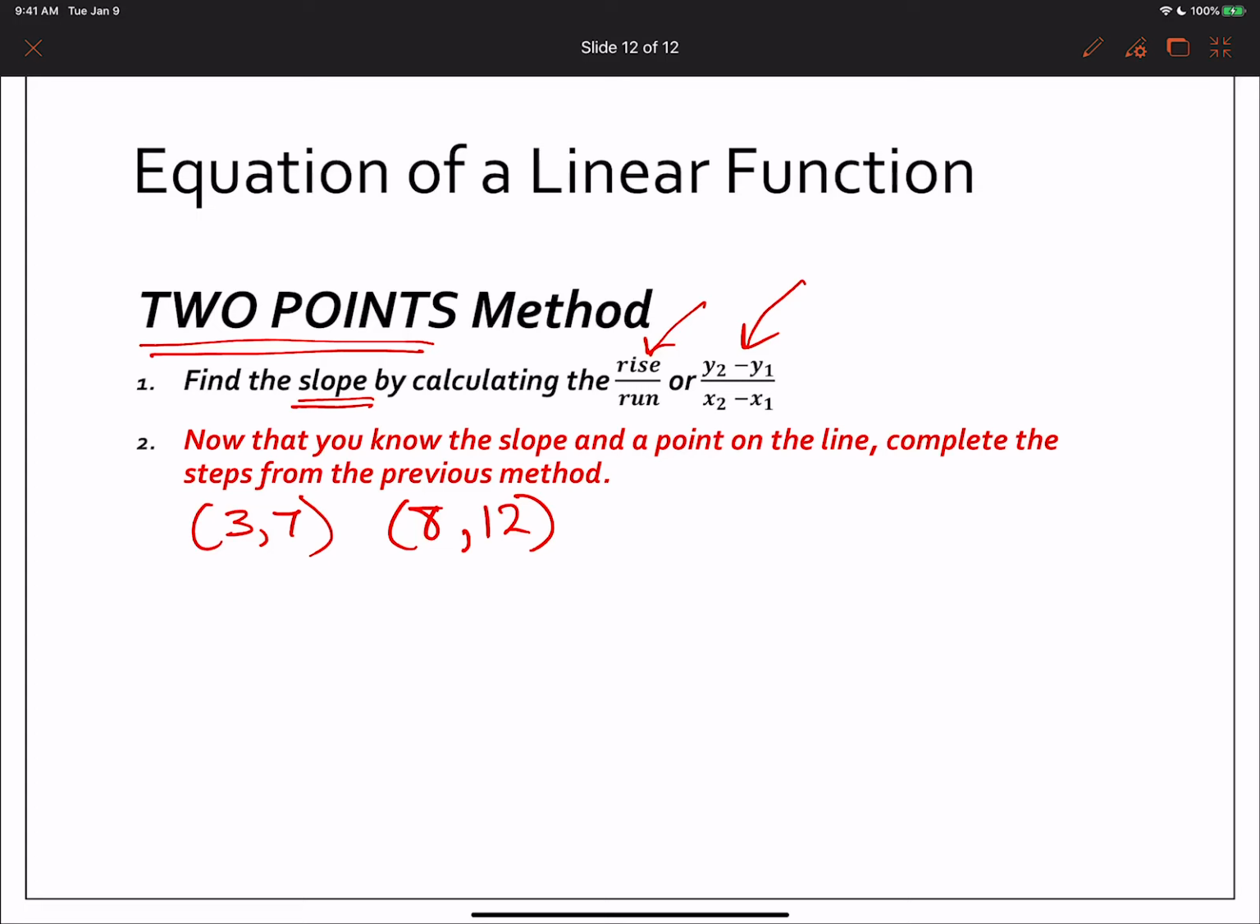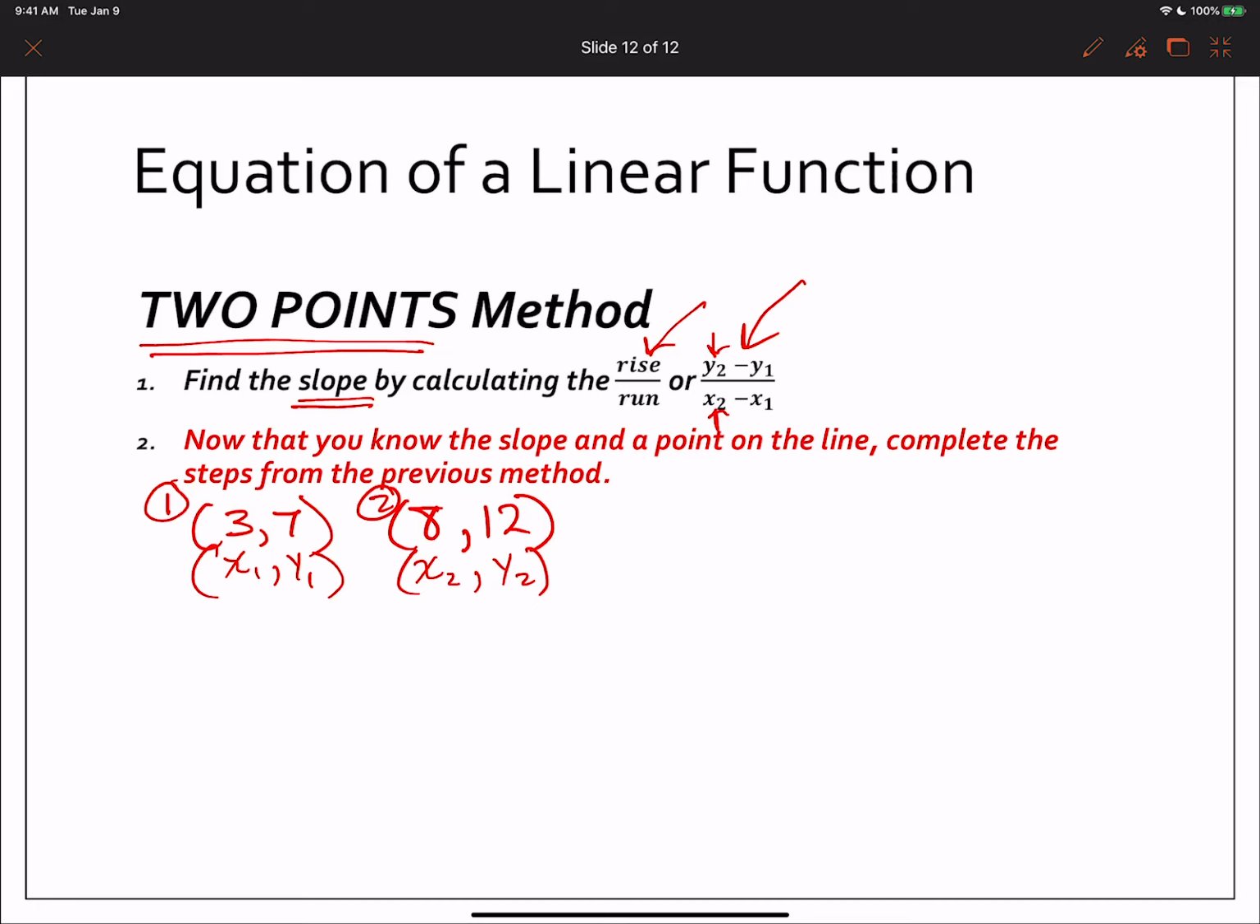Right, so we subtract the y's, we subtract the x's. The important thing is whatever we start with on top, we have to do that on the bottom. So if we start with y2 on the top, we have to start with x2 on the bottom, right? So this would be x1, y1, x2, y2. All that 2 and 1 represents is just which point we're looking at. This is our first point. This is our second point.